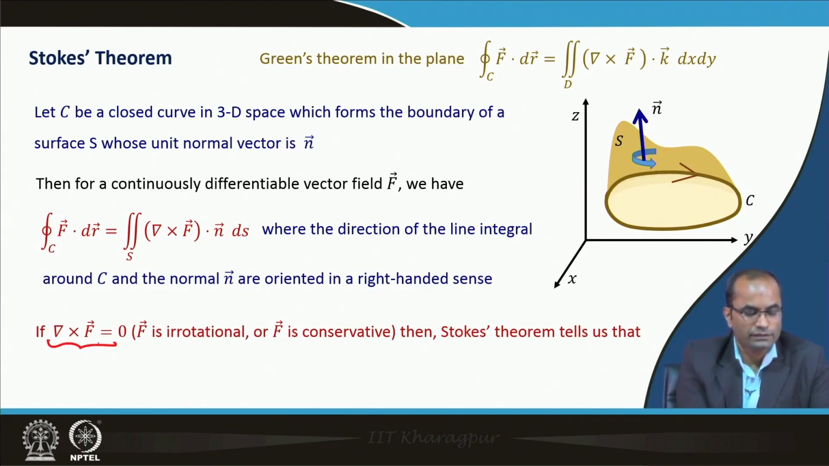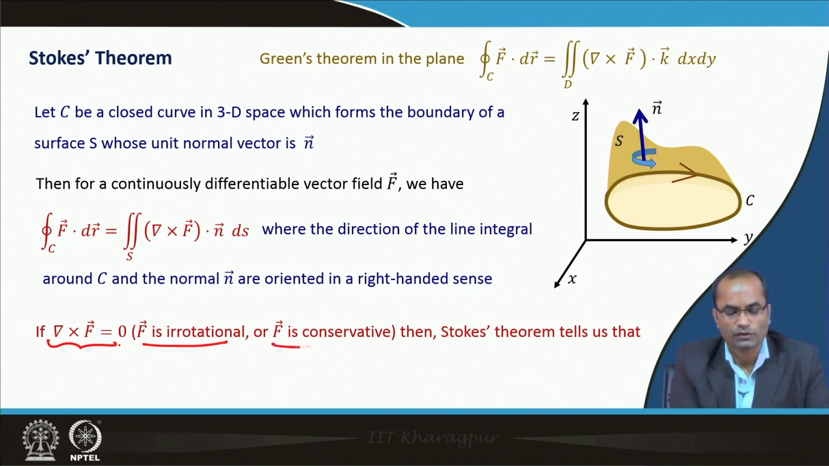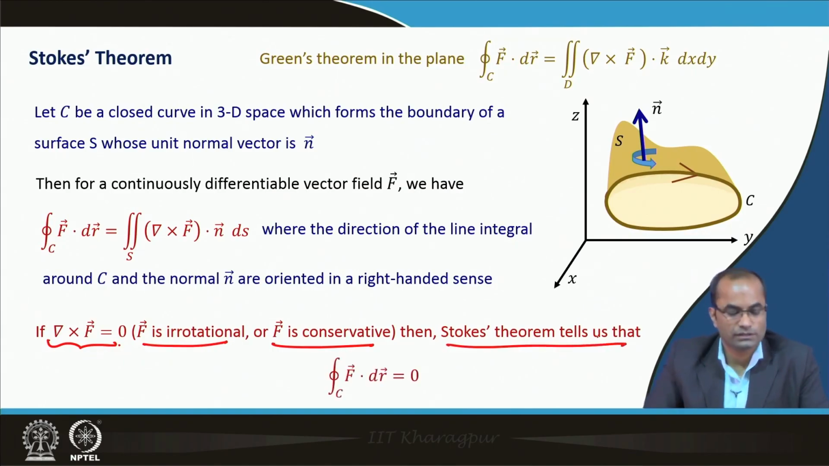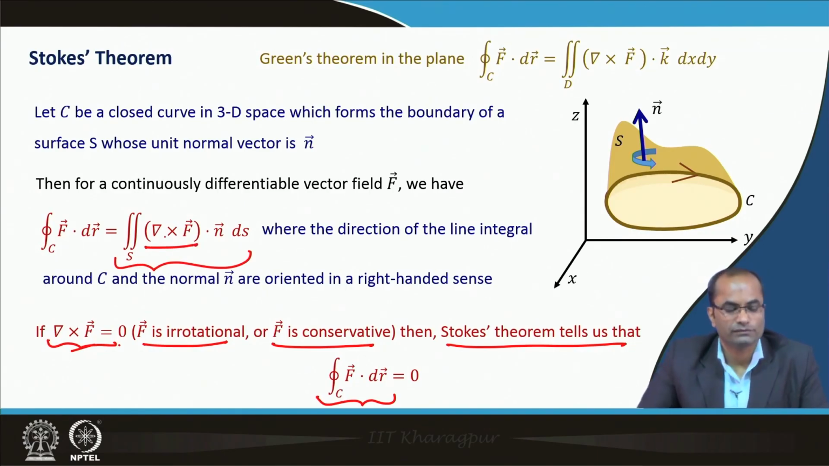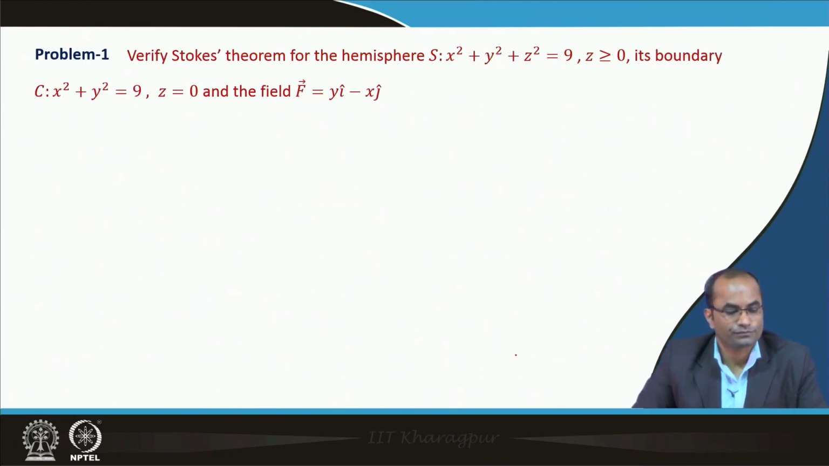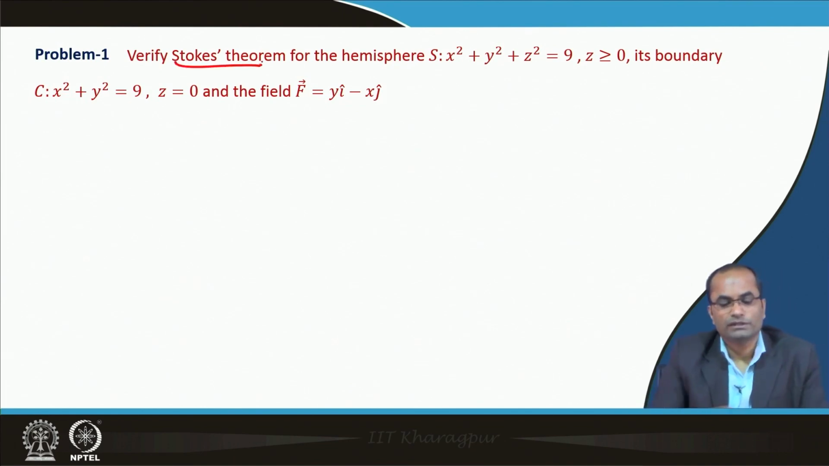Just a corollary here: if curl f is 0, that means f is irrotational or conservative, which we have already discussed before, then Stokes theorem tells us that the integral of f dot dr is going to be 0. Because curl f is 0, and Stokes theorem says this is equal to the surface integral, the surface integral will become 0, and we have the curve integral equal to 0.